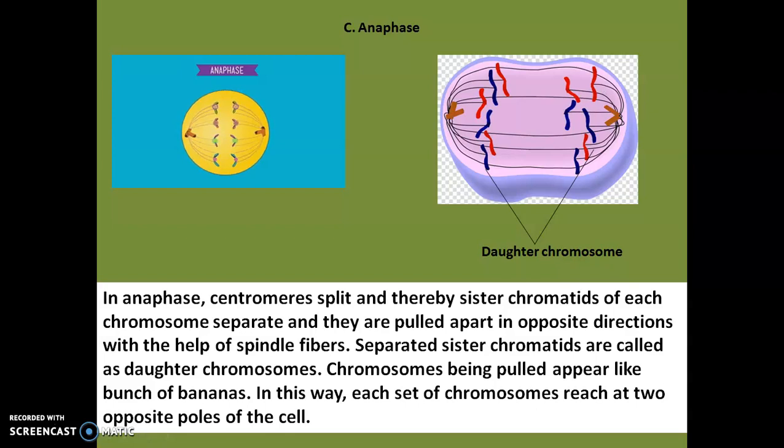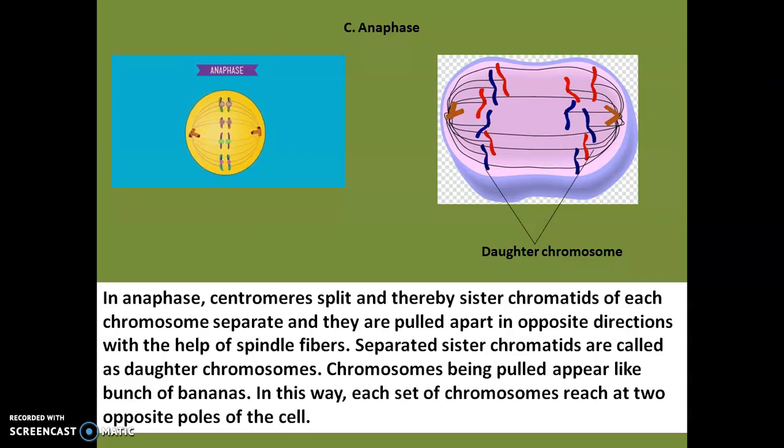And where are they going? They are pulled apart in opposite directions with the help of spindle fibers. So with the help of spindle fibers, they are moving in opposite directions. Separated sister chromatids are called daughter chromosomes. So, as labeled in the diagram, these are daughter chromosomes.